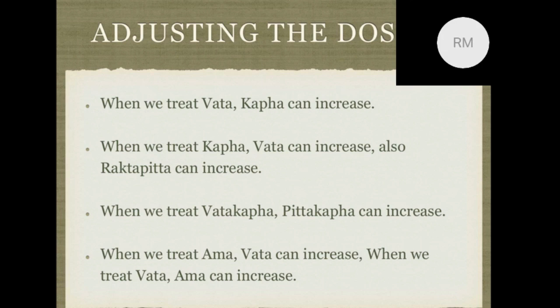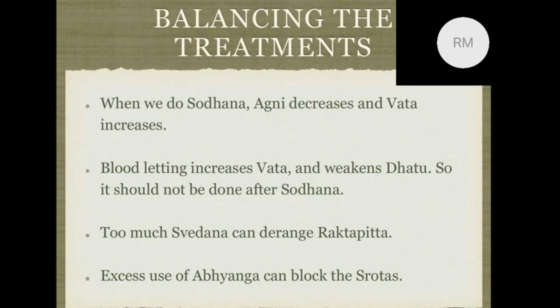When we do Shodhana, or cleansing, immediately after a cleansing procedure like Panchakarma, our digestive fire becomes extremely weak and Vata will increase. So bloodletting increases Vata and weakens the Dhatu, so it should not be done after a cleansing. Too much fermentation can damage Rakta Dhatu and Pitta. And with oil, Abhyanga, the oil massage, if you use too much oil application, it can cause blockage of the Srotas. This is the tricky part of Ayurvedic treatment. As we assess and diagnose the patient, we are confronted with mutual or opposing factors.